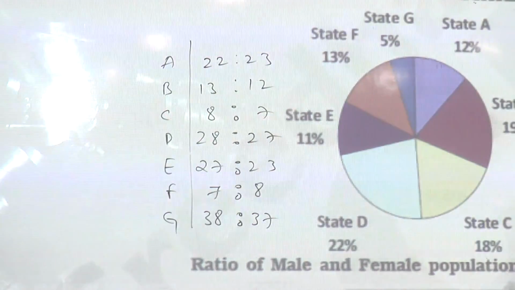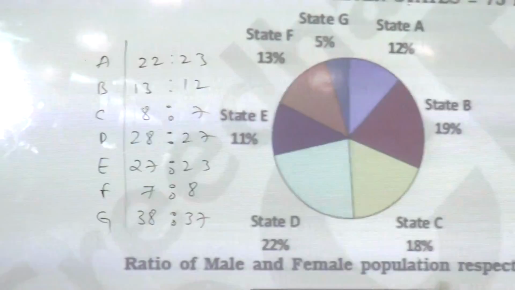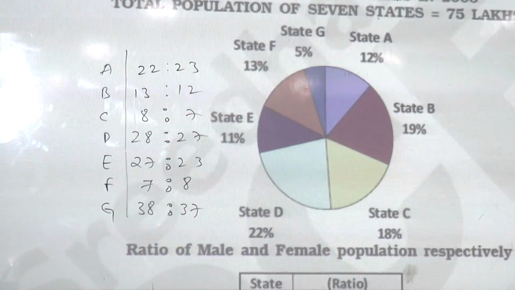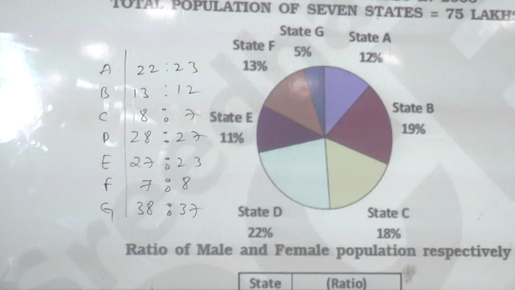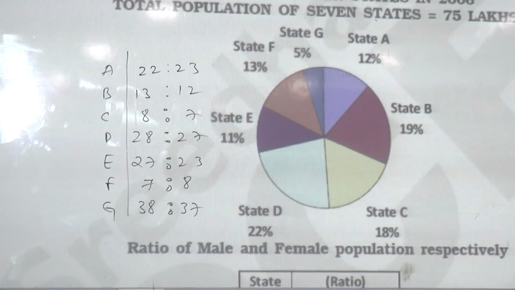48. The male population of state E is approximately what percent of the total male population of all 7 states together? I will leave this question.